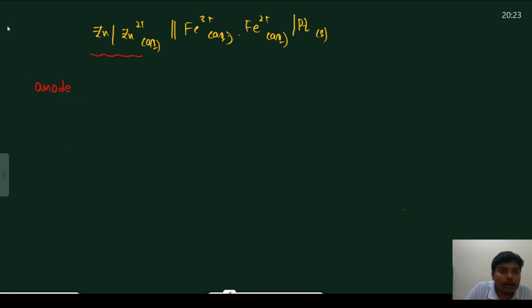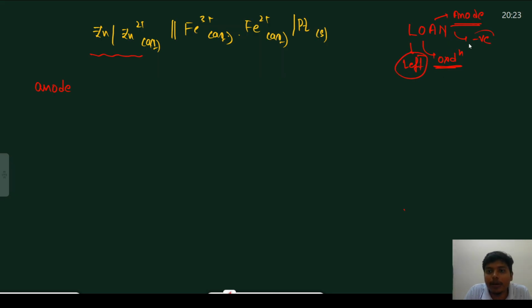Remember, I am telling one more mnemonic: LONG. Left side. O means oxidation, A means oxidation happening in the anode, and N means negatively charged. So the anode always has oxidation. It should be on the left side, and it should be negatively charged for a galvanic cell. Anode means oxidation happening. What is there? Zinc gives zinc 2+ plus 2 electrons.